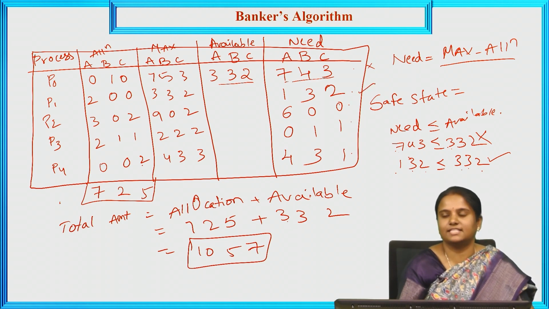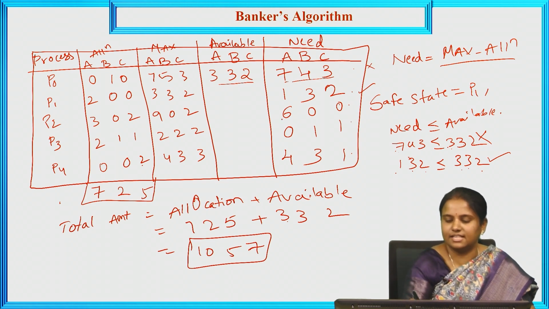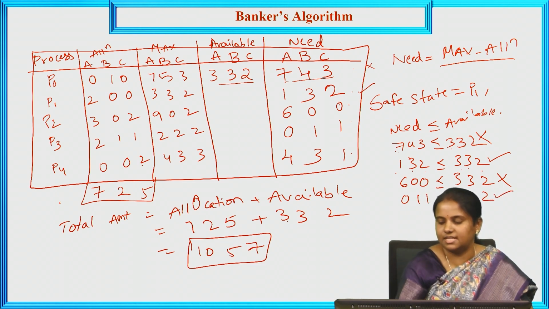So P1 is coming under safe state. So next 600. 600 is less than or equals to 332. No, it is not satisfying. Next 011 is less than or equals to 332. Yes. So this is satisfying.